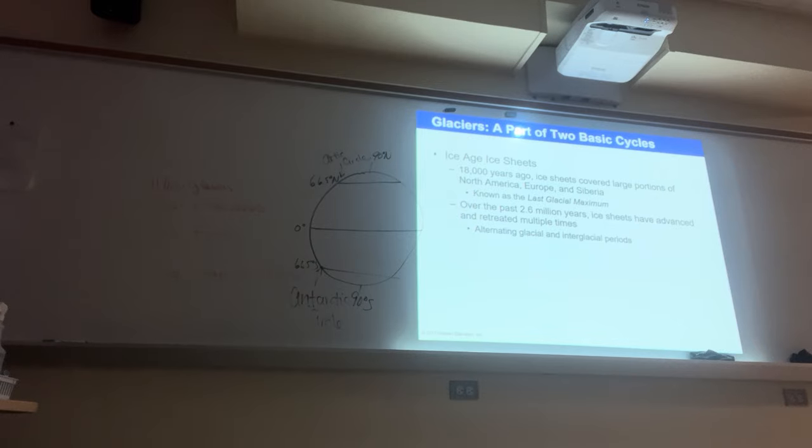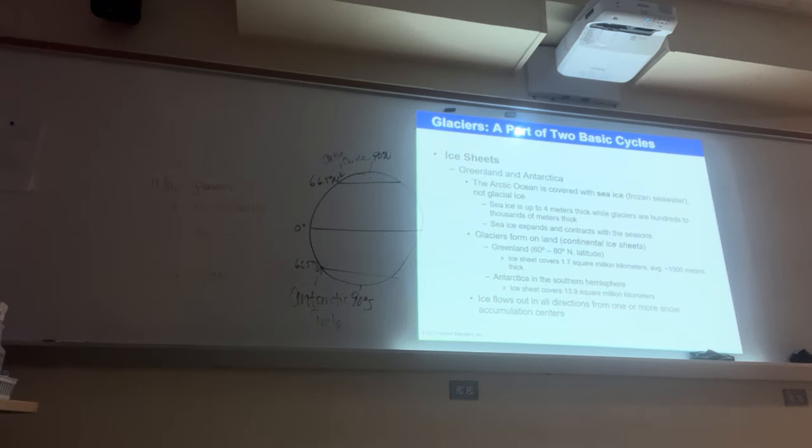All right. 18,000 years ago, ice sheets covered a lot of North America, Europe, and Siberia. This was known as the last glacial maximum. Over the past 2.6 million years or so, ice sheets have advanced and retreated multiple times. We've gone through periods that we call glacial and interglacial periods, where we've had a lot of ice, less ice, just due to some normal variation in Earth's climate. We have times where it's a little bit colder and the ice sheets advance, and we have times where it's warmer and the ice sheets retreat.